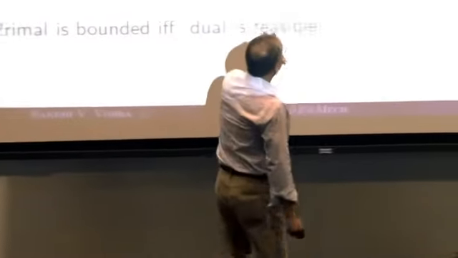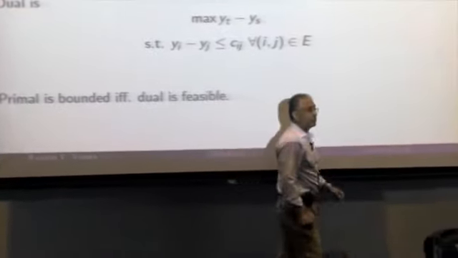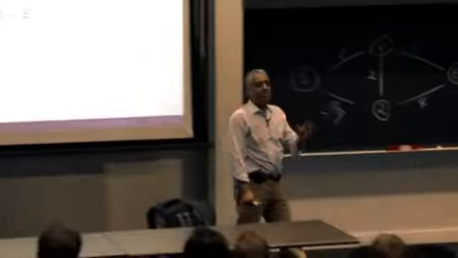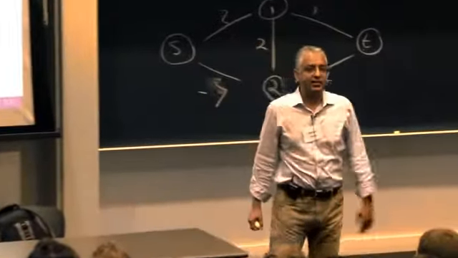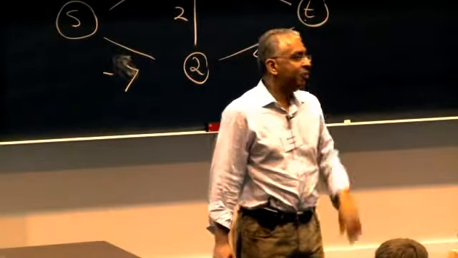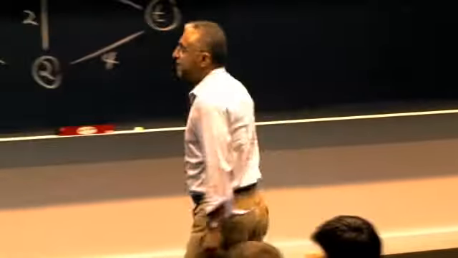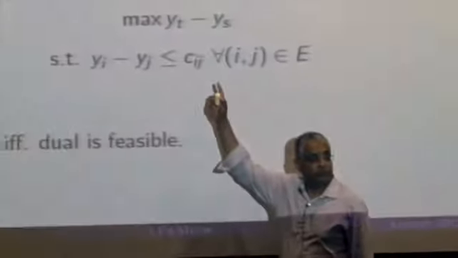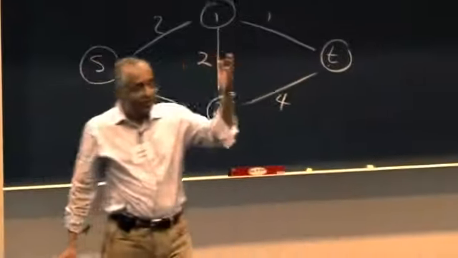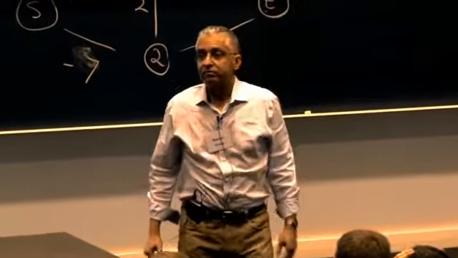Okay? One other observation I want to make is the following. If you give me a solution to the dual, adding a constant to every variable doesn't change anything. Add 5 to every y, nothing changes. Agreed? Okay. Now what that means is I can always normalize ys to be 0. Because you just choose your constant. So give me your favorite solution. Now choose a constant to make ys 0.